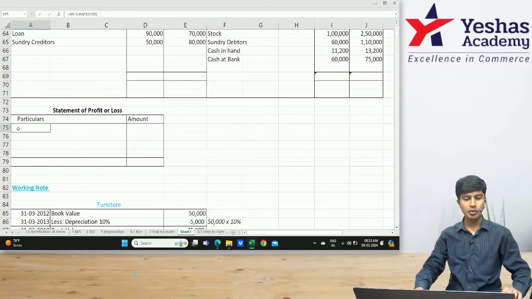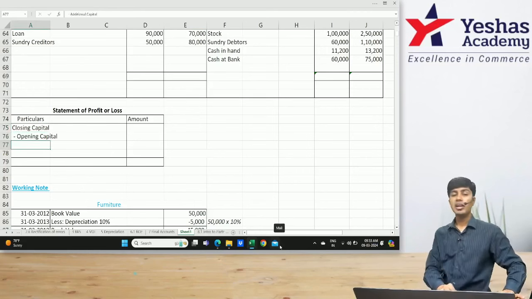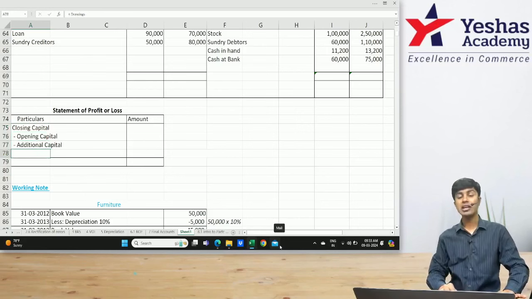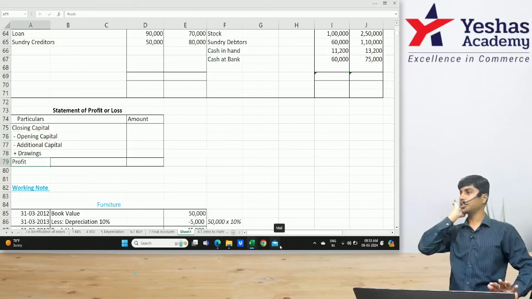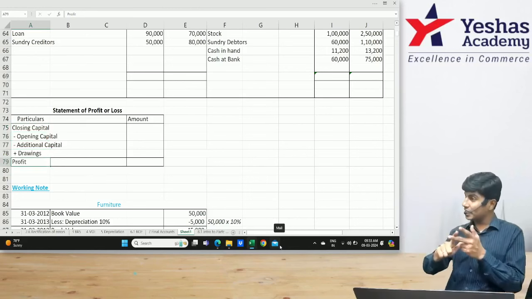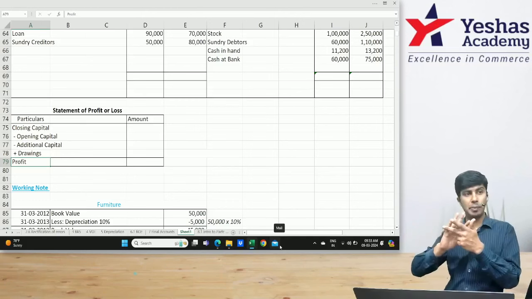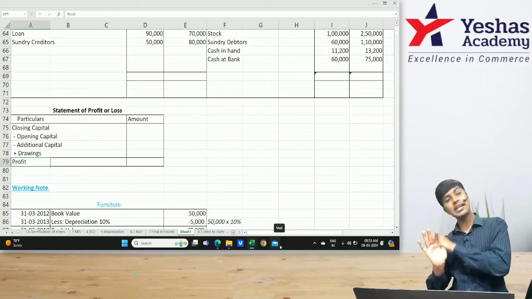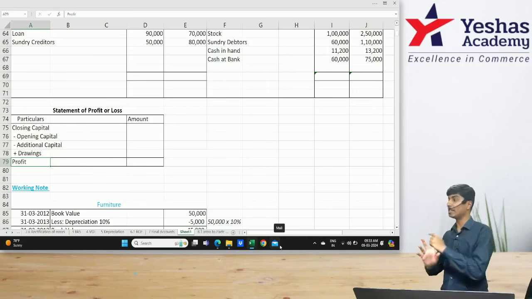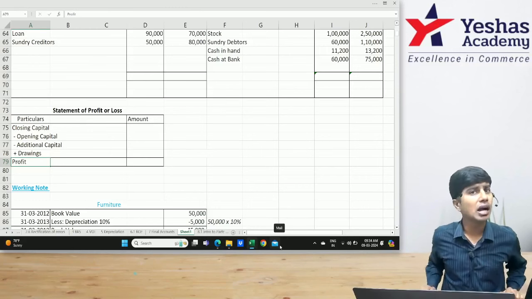Come on, tell me once again. We'll take closing capital minus opening capital minus additional capital. We add drawings. This will give us profit. How many of you did not understand this? Opening capital plus additional capital minus drawings plus profit is equal to closing capital. Closing capital minus opening capital minus additional capital plus drawings is equal to profit. Everyone? Anybody has doubt? Sure?